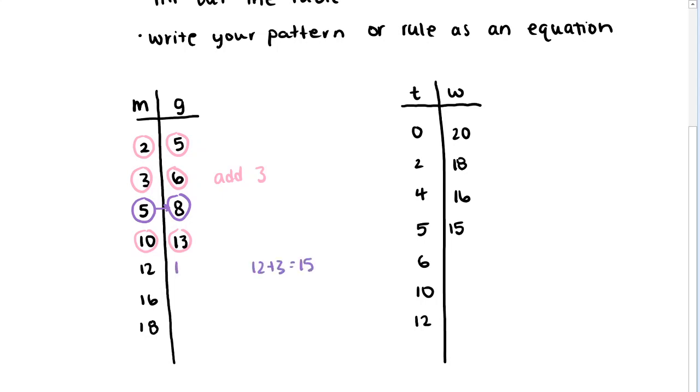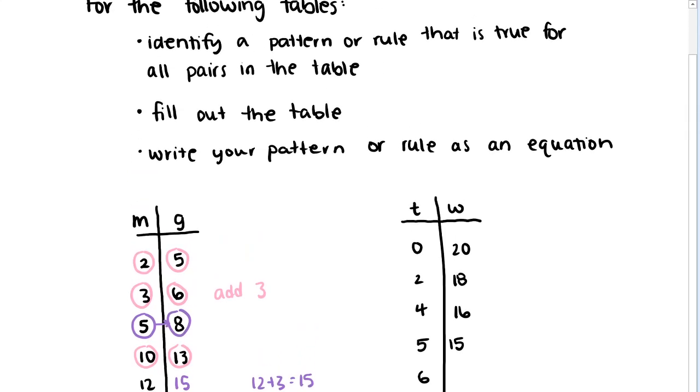you get 15. Right, so that would be the corresponding G value for an M value of 12, given what we know about this table. And then for 16, if we add 3 to it, well, we get 19. And for 18, if we add 3 to it, we get 21. So here, if we look at the tasks we were asked to complete for our table, well, for the first table at least, we identified the pattern or the rule that is true for all of the pairs in that table.